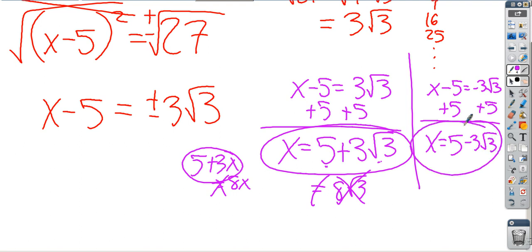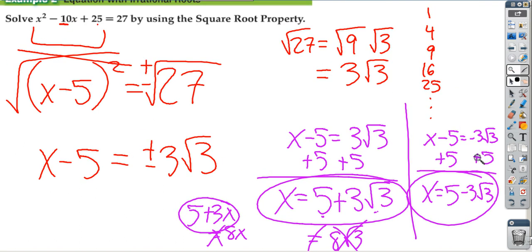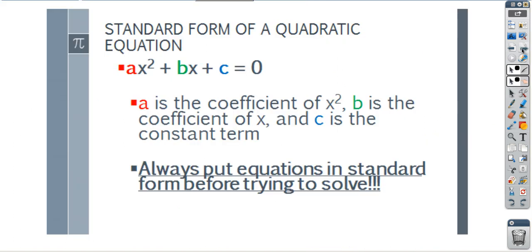Those are our two answers. Those are what's called exact answers. If you put those in a calculator, you get decimals, but in most cases it's better to leave them as exact answers, meaning that you don't actually calculate what the square root is.